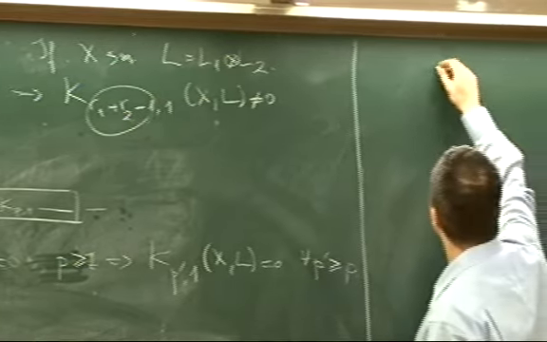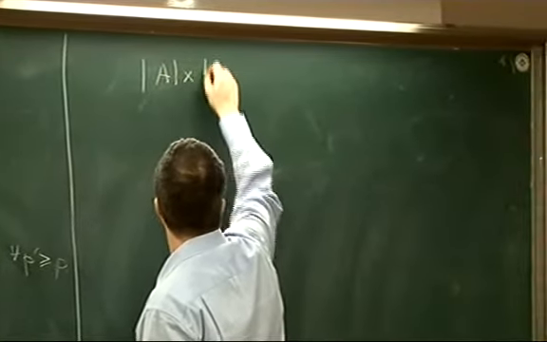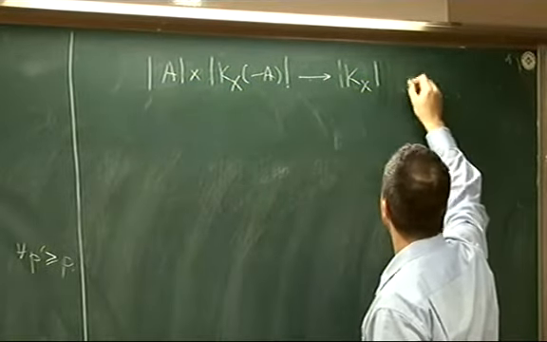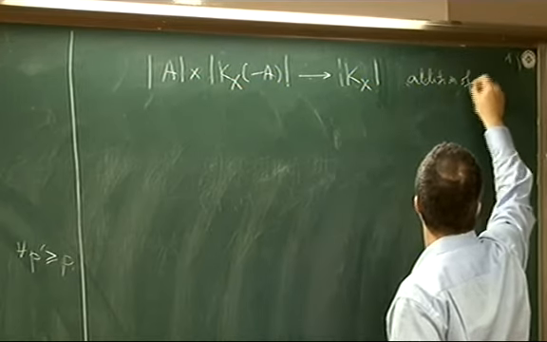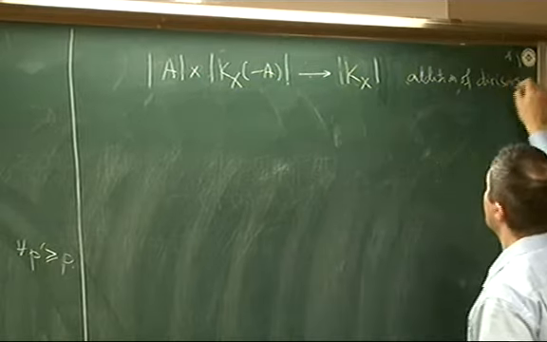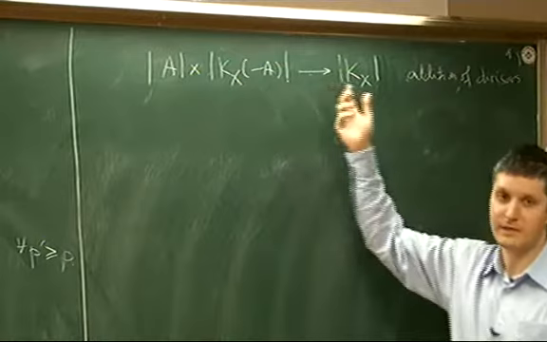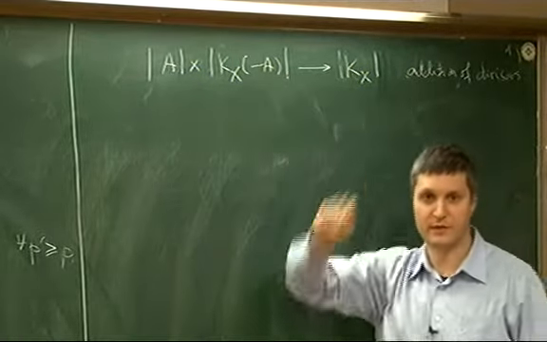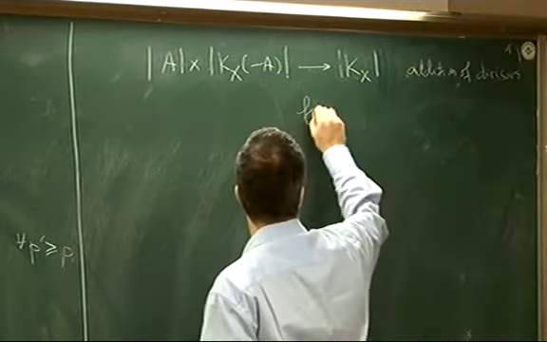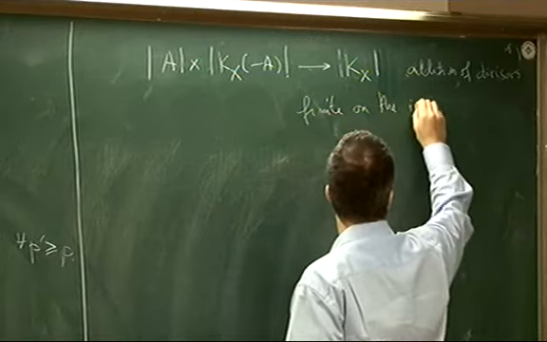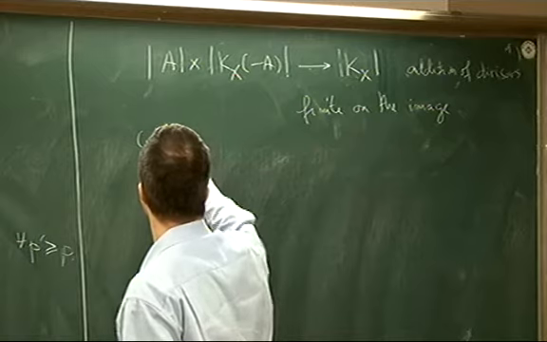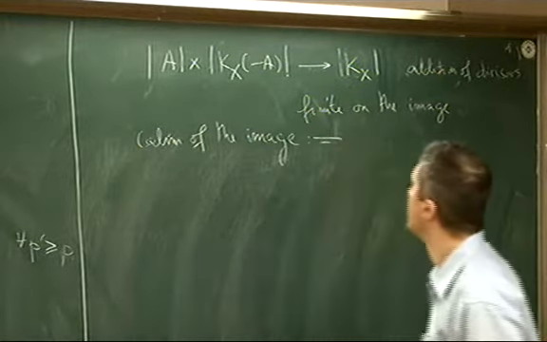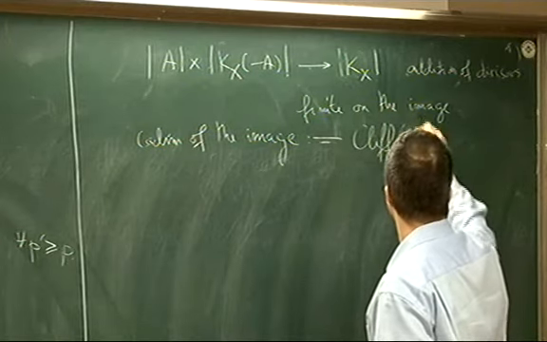So first of all, just take the following natural map. That's just the addition of divisors. This is the sum of divisors. Of course, just by definition, that's finite on the image, because given any effective divisor here, we can only find finitely many ways of decomposing this divisor. And the codimension of the image is, by definition, what's called the Clifford index of the bundle A.